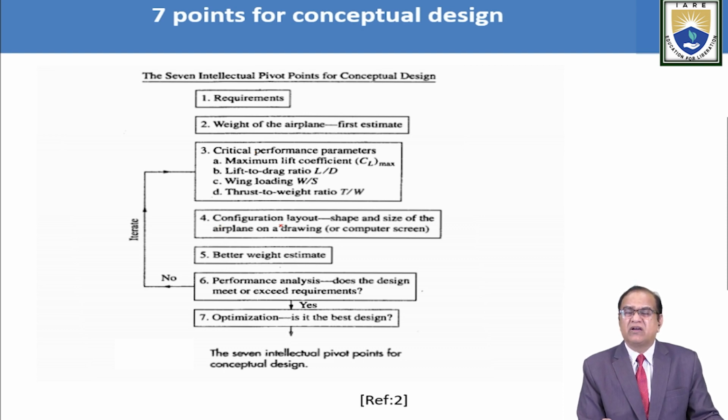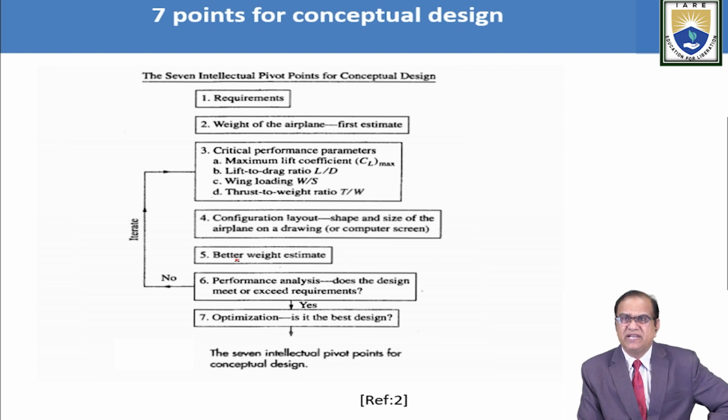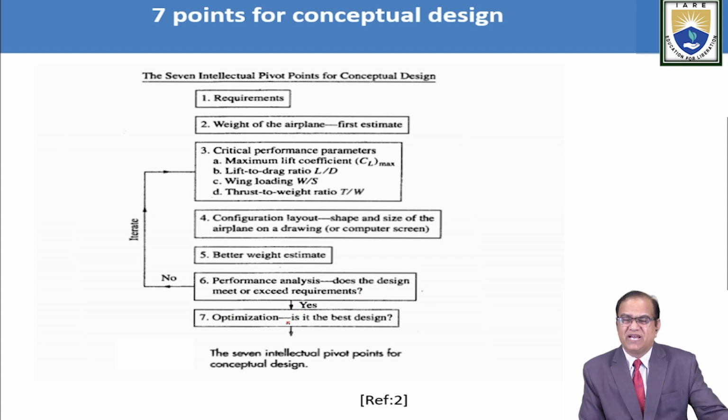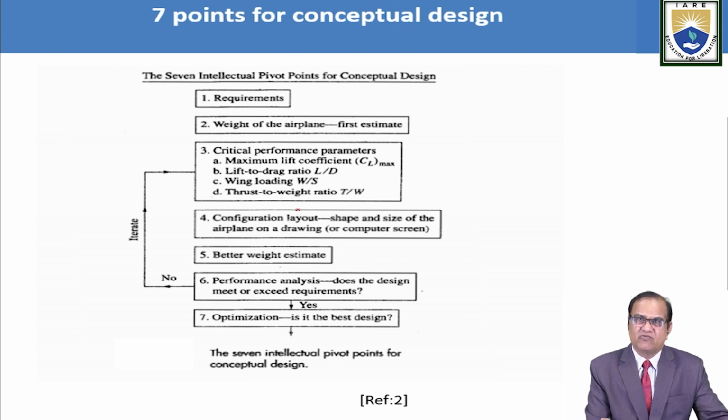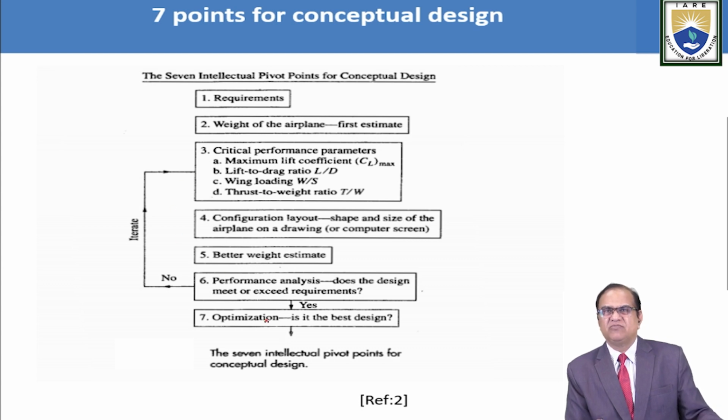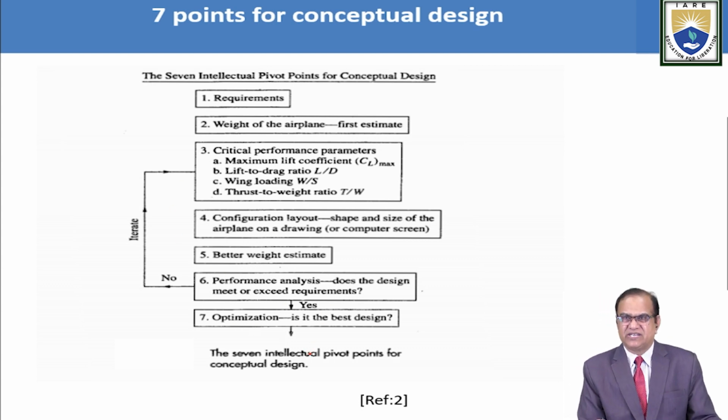Then we have to see the configuration layout, shape and size of the airplane on a drawing on a computer screen. Then a better weight estimate. So we have to see that weight is estimated. Then performance analysis: does the design meet or exceed the requirement? If yes, then you go for optimization further, whether it is the best design or not. If it is no, you have to go back to the critical performance parameters, change them as per the requirement, and redo it, and try until you get the correct requirement.